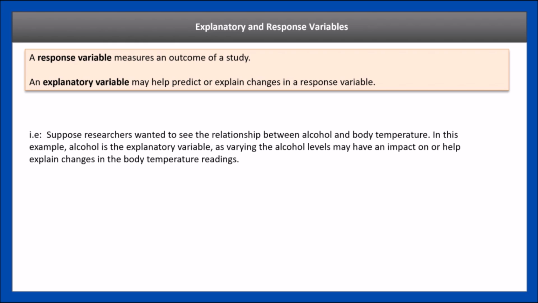So for example, let's suppose researchers wanted to see the relationship between alcohol and body temperature. In this example, alcohol is the explanatory variable because if you vary the alcohol level, you would expect that it would have an impact or explain changes on the body temperature, and not necessarily the other way around. Therefore, the body temperature is the outcome of the study, the measurable outcome. The alcohol levels are adjusted in order to help us predict or explain changes in the response variable. So hopefully that made sense.